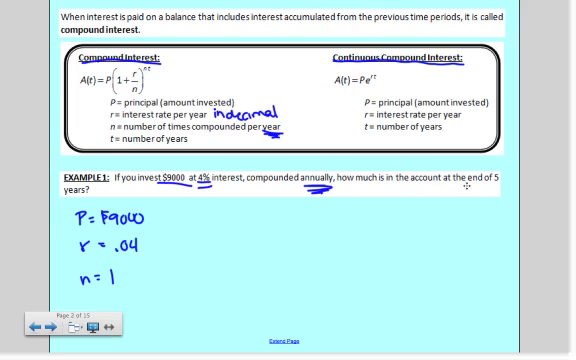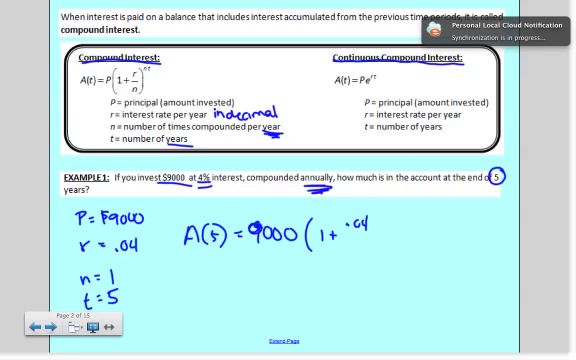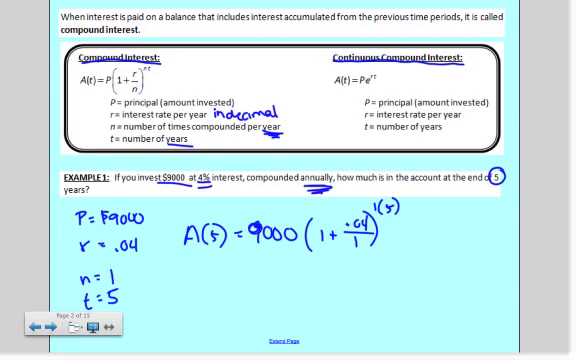How much is in the account at the end of 5 years? So how long are we going to invest our money? A time of 5 years. Again, notice that T is in terms of years. All right, so using our compound interest formula, we would write A of 5, because that's our how long, equals 9,000, parentheses, 1 plus 0.04 over 1, to the 1 times 5. Okay? Now, that is our formula.